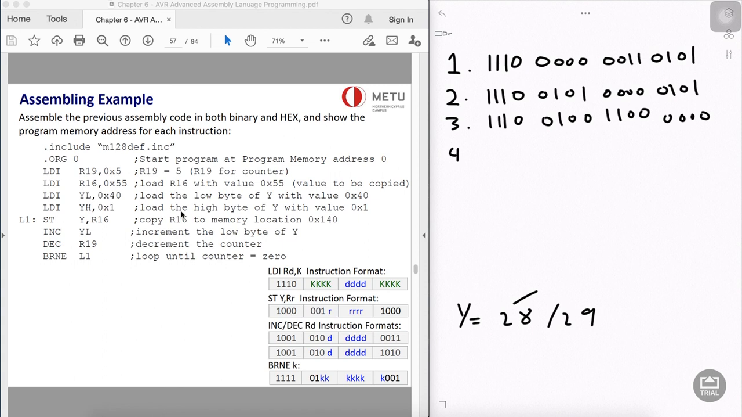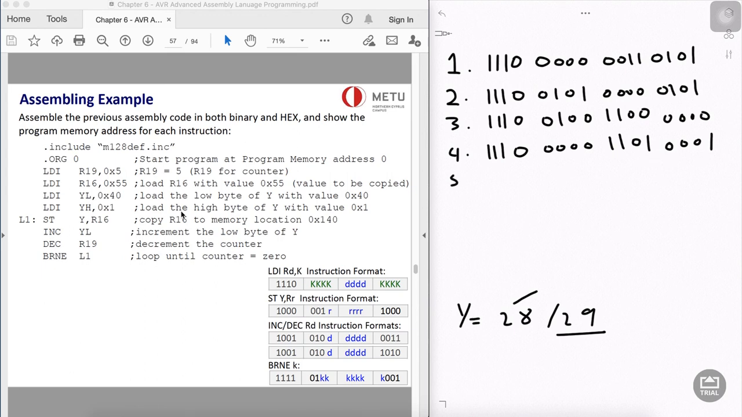Then the fourth instruction is going to be LDI YH, so 1110, which is going to be 1. So this is going to be 0000, and this is going to be 001. Now, YH is 29, so that's going to be 13, 1101. So that's our fourth instruction.